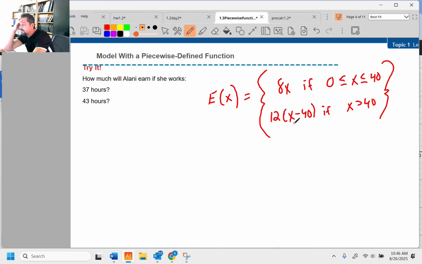And this is the part that bugs kids. I know it bugs kids. Now, if I'm going to do 37 hours of work, I'm going to be using the top equation. It's simply 8 times 37.